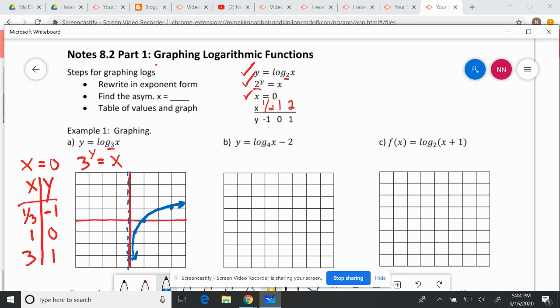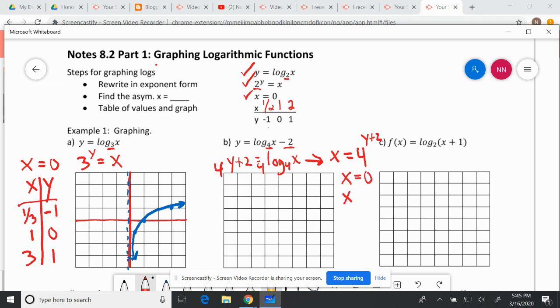Now, looking at our other equation, what we notice is that our base is 4 this time, but we also have a constant value. We need to get the log by itself, so we're going to add the 2. Since our base number is 4, that's going to be our base for our exponential equation. And then we have the y plus 2. Our vertical asymptote is going to be the same: x is equal to 0.